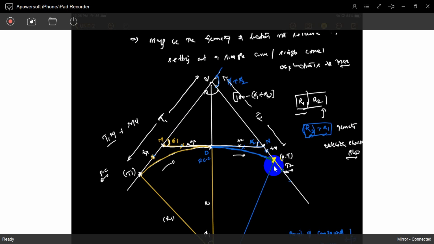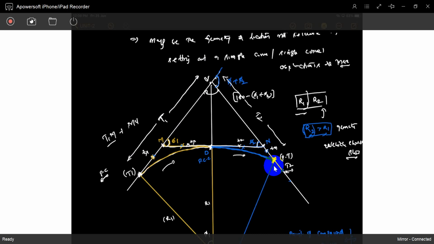You can identify the points T1 and T2. If you know the length, you just identify the point of T1 and T2. If you identify the point of curvature and point of tangency, those are the end points. And later we have to identify the point D also. So find where D is.